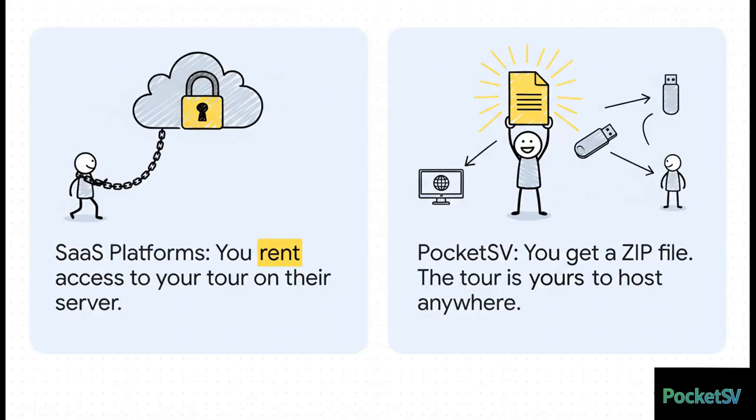Okay, let's just hammer this point home because it's the most important one. With the typical platforms, you are a renter. You're paying for permission to access your tour on their server. With PocketSV, you click Export and you get a single zip file. That file is your tour, the whole thing. It's yours. You can put it on your website, email it to a client, heck, put it on a flash drive. You have total and complete freedom.